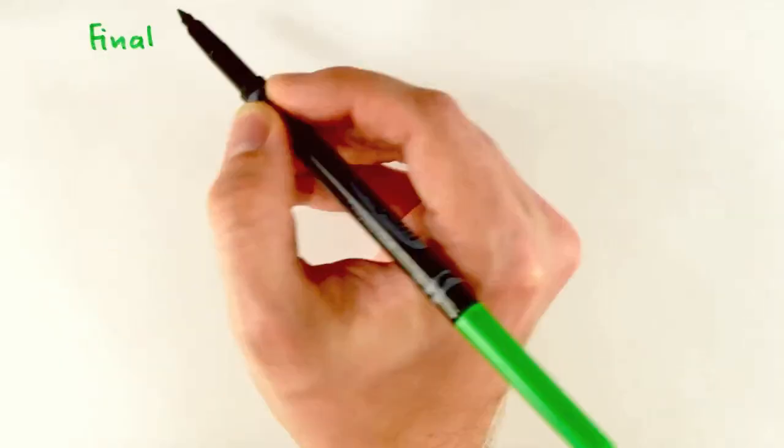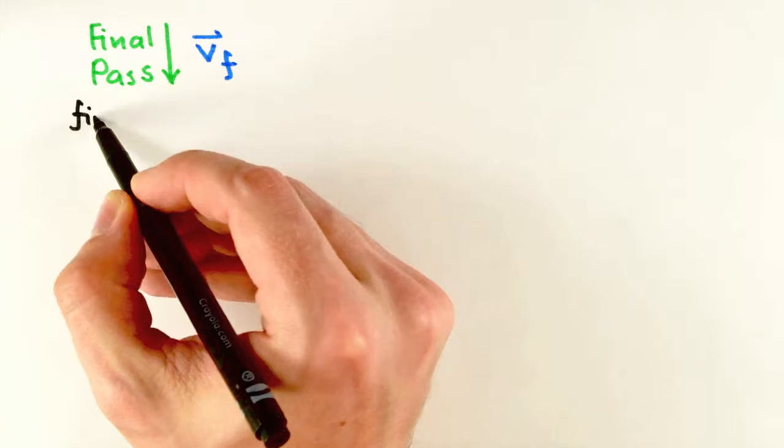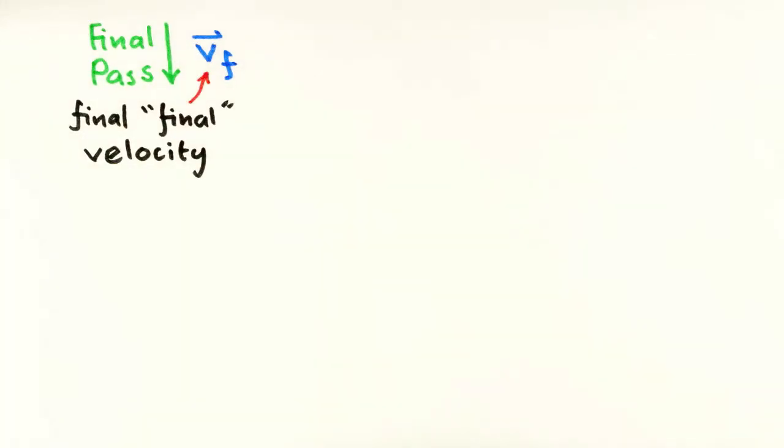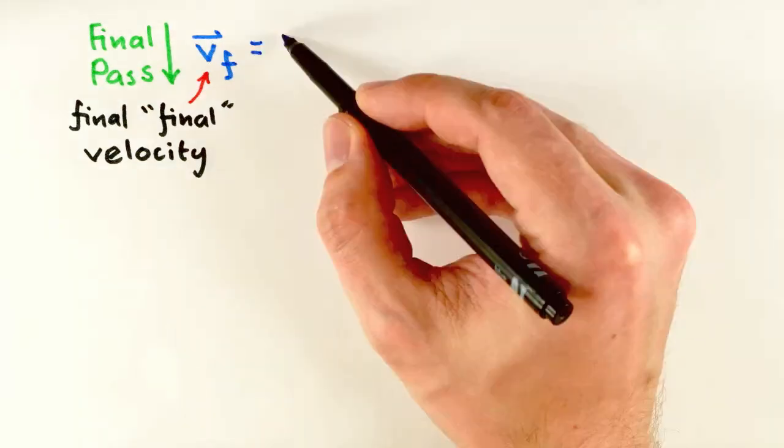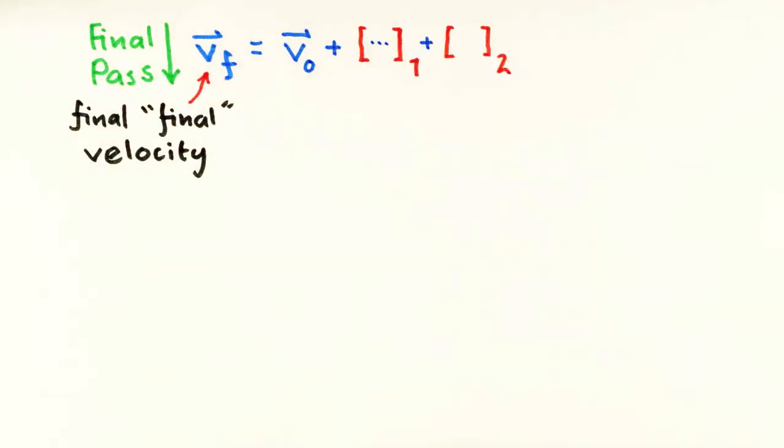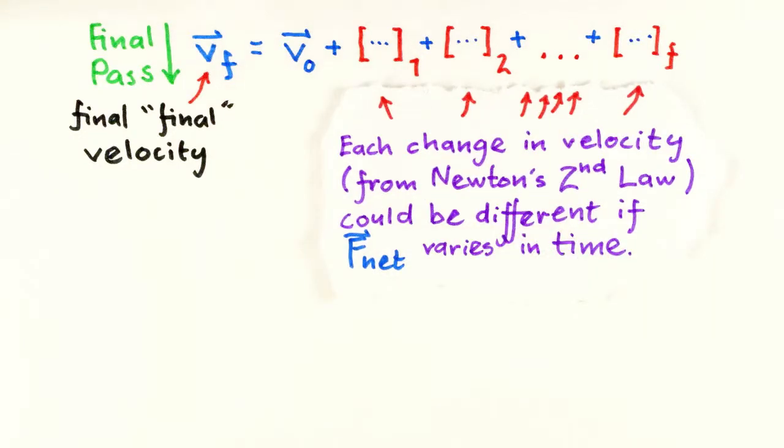On the final pass through the loop, we predict the final velocity, which is the velocity at the final time t sub f, and is equal to the sum of all the velocity changes added to the initial velocity v0. Let's emphasize here that the way we calculate each velocity change is by using Newton's second law each time we pass through the loop. Notice that the velocity changes can differ from one another because the net force can change in time.